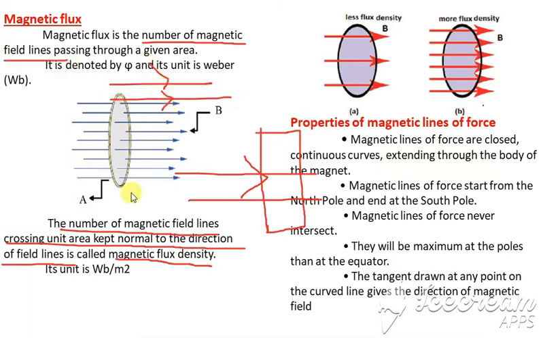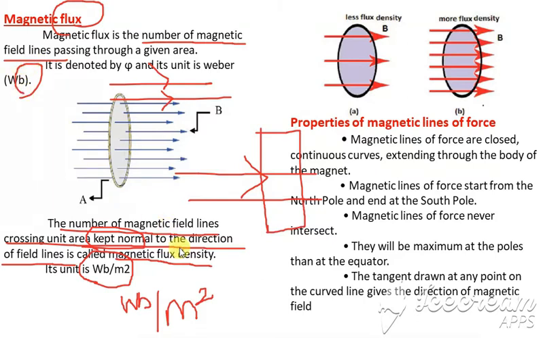That is all, the number of lines that cross. Here we are taking the area, and that area is normal to the direction of field lines. So that denotes your magnetic flux density, and its unit is Weber per meter square. For magnetic flux, the unit is what? Weber. And for magnetic flux density, the unit is Weber per meter square.